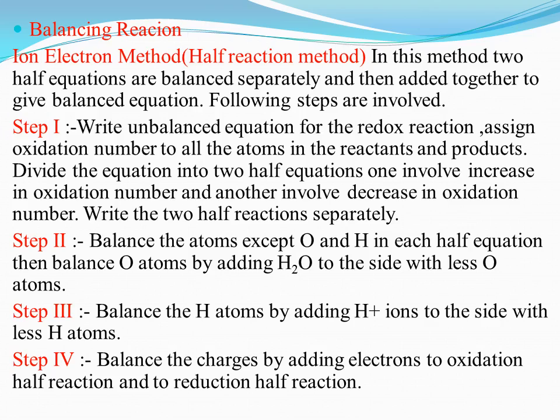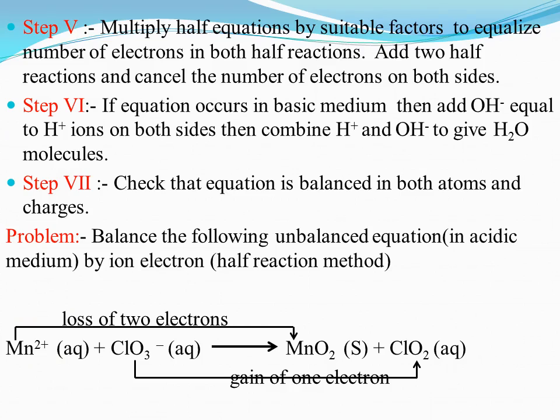In step second, balance the atoms except oxygen and hydrogen in each half equation. Then balance oxygen atoms by adding H2O to the side with less oxygen atoms. In step third, balance the hydrogen atoms by adding H+ ions to the side with less hydrogen atoms. In step 4, balance the charges by adding electrons to the oxidation half reaction and to the reduction half reaction. In step 5, multiply half equations by suitable factor to equalize number of electrons in both half equations. Add two half reactions and cancel the number of electrons on the both sides.